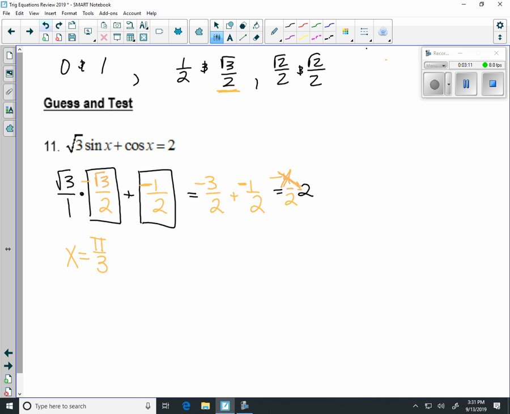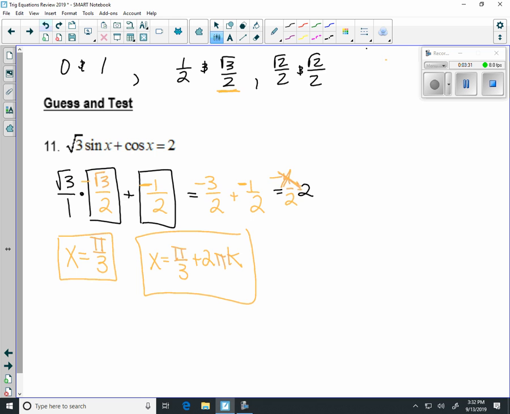The other thing you could check is the 1s. 0 and 1 are not going to work either. So pi over 3, since that's the only solution, plus 2 pi. So keep those options in front of you while you work.